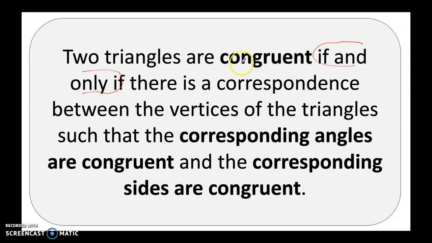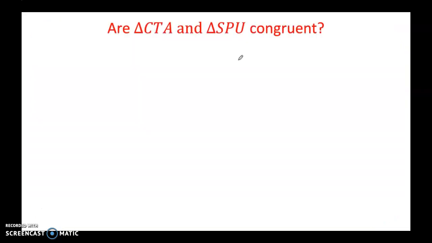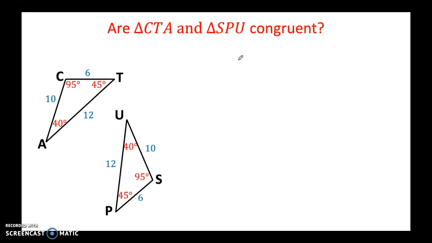So we can prove that two triangles are congruent if the corresponding angles are congruent and the corresponding sides are congruent. And also, if the corresponding angles of the two triangles are congruent and the corresponding sides are congruent, therefore the two triangles are congruent. So that will be a biconditional statement. Now, are triangle CTA and triangle SPU congruent?